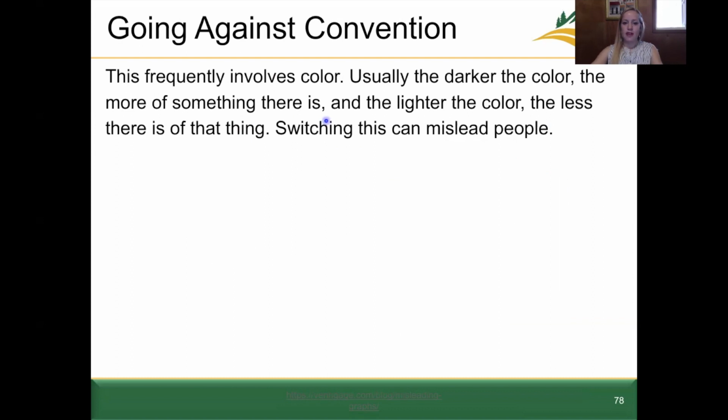Next, we have going against convention. So this frequently involves the use of color. Usually the darker color, the more of something there is. And for the lighter color, the less there is. So switching this convention can be misleading.